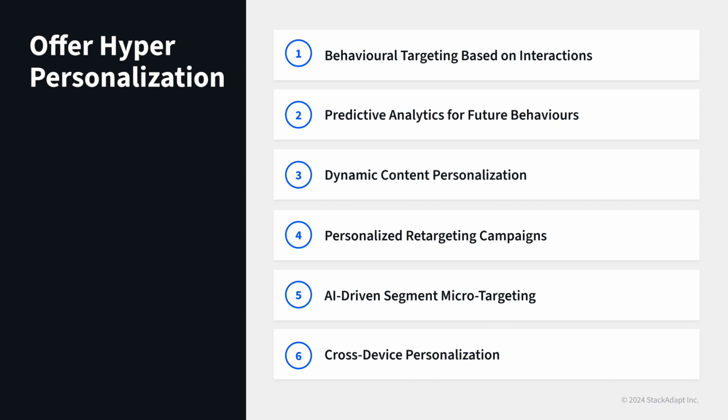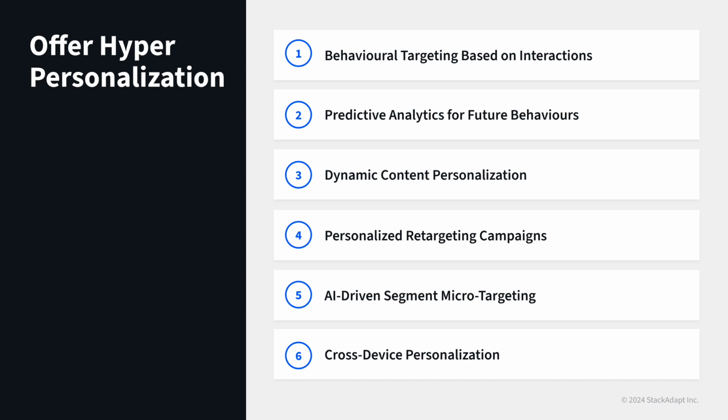Predictive analytics for future behaviors. Leverage AI and machine learning to predict future customer behaviors based on your historical data. This would be looking at past purchase history, engagement patterns, as well as other behaviors to anticipate their needs and preferences. We can also look again at dynamic content personalization.